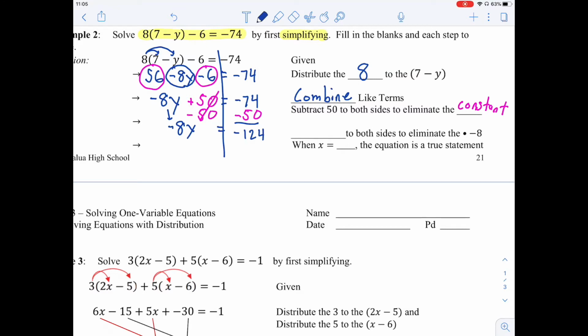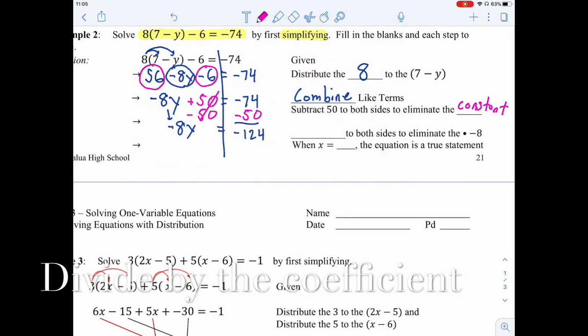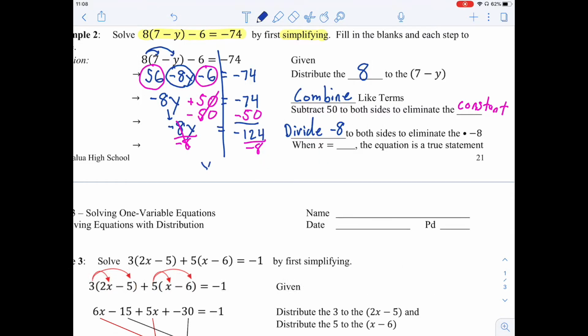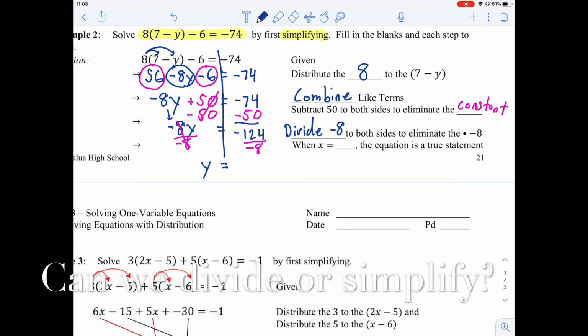Then we have negative 8y. So we want to get rid of that coefficient in front of y. So we're going to divide by that number, negative 8. Negative 8, it's going to cancel out. So our y is going to be equal to our fraction, negative 124 over negative 8. Can we divide that? Can negative 124 divide into a whole number, or do we get a decimal?